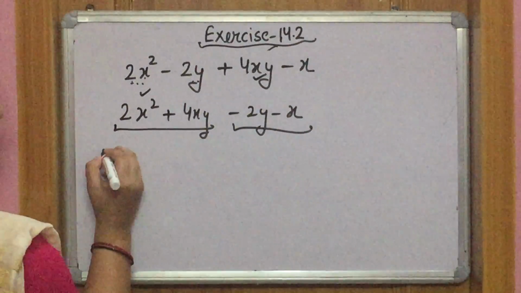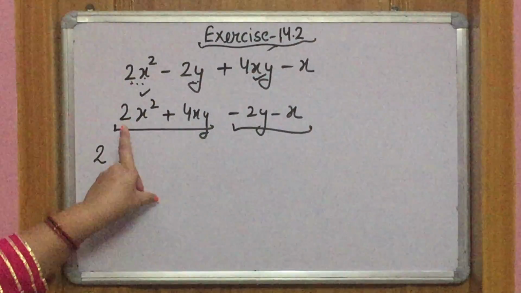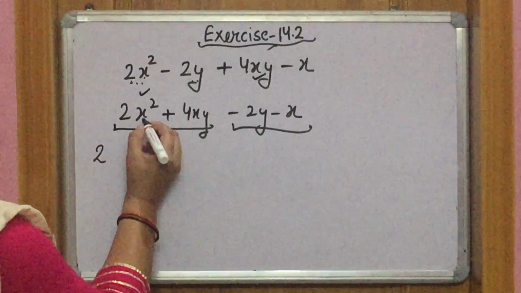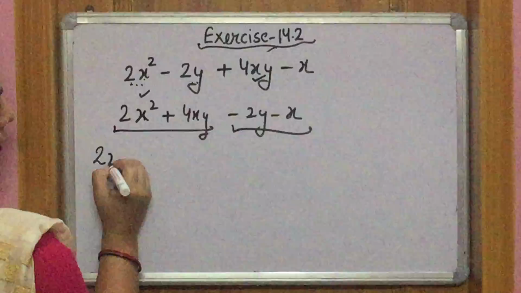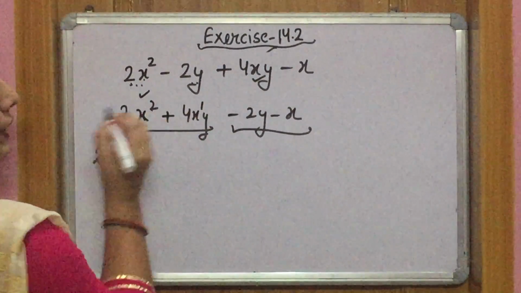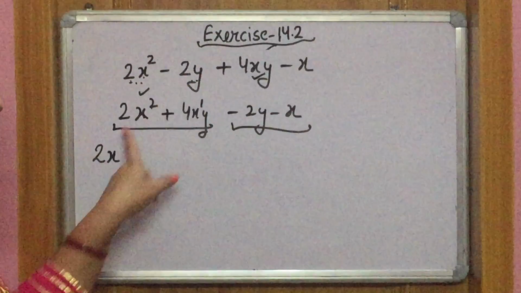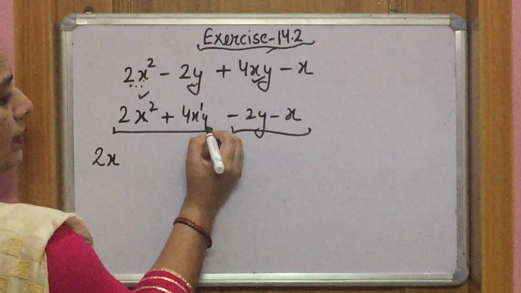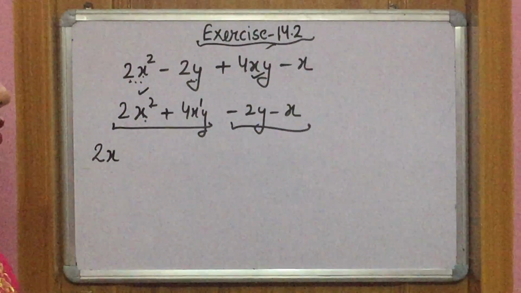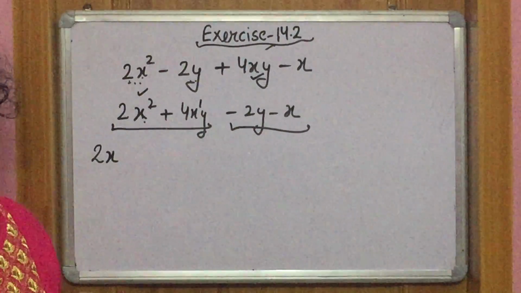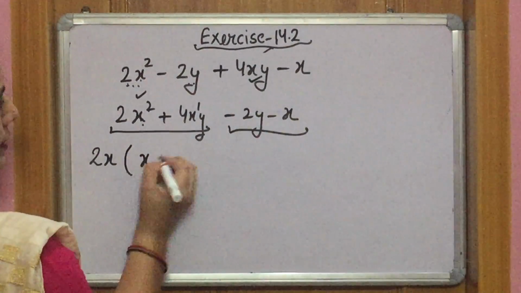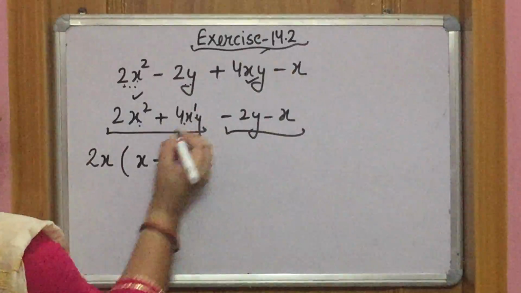Now take the common 2. 2 is in the first term as well as in the second term. X. Smallest power of x: here we have 1 power, here we have 2 power. So 1 power is smallest. Y is just in the second term, not in the first term. That's why we can't take y as a common. So in bracket we have x, 4.